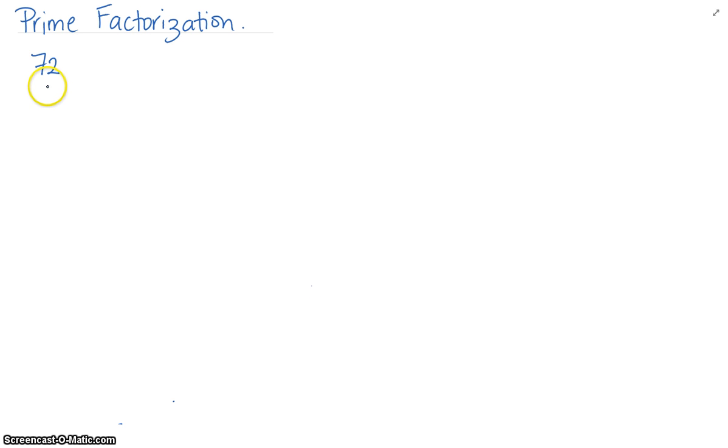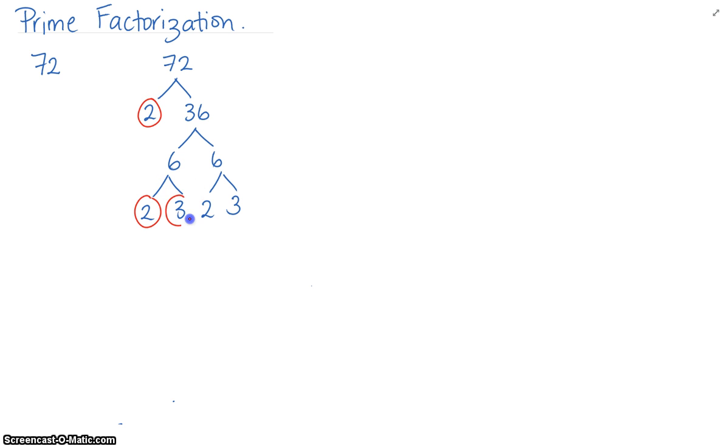So if we do a tree diagram for 72, we can say it's 2 times 36. 36 can be split up into 6 by 6, and then we have 2 times 3 on each of those. What we want to make sure is that we find all the prime numbers and we write it as a product with exponents. So 72 would be written as 1, 2, 3 2s, so 2 to the 3, times by 1, 2, 3 squared. That would be the prime factorization for 72.